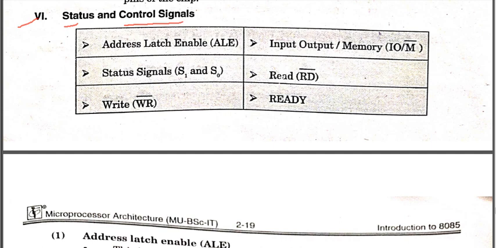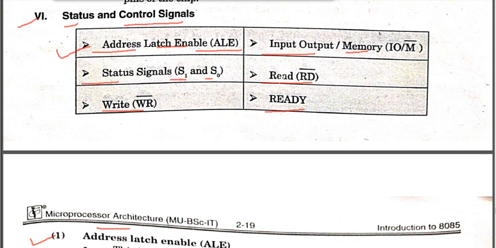Next category is the status and control signals. So there are different status and control signals in 8085. First one is the ALE, that is known as address latch enable. Second one is the IO/M bar, that is input output memory. Third one is the status signals, which are S0 and S1. Next one is the read, which is active low, that is RD bar. Next one is the write, which is also an active low signal, WR bar. And next one is the ready. Then we'll see them one by one.